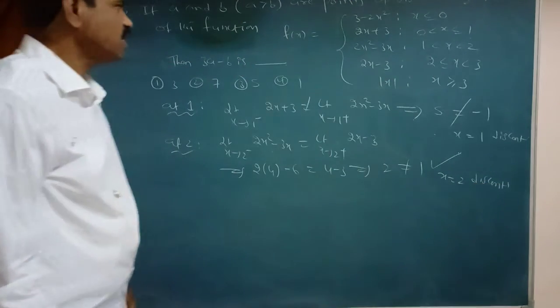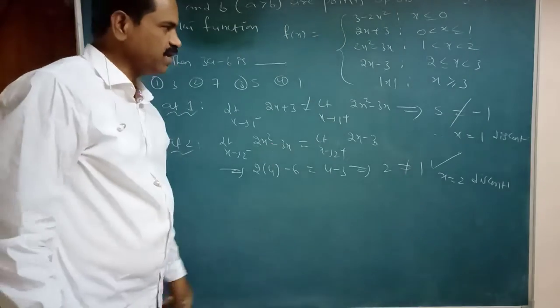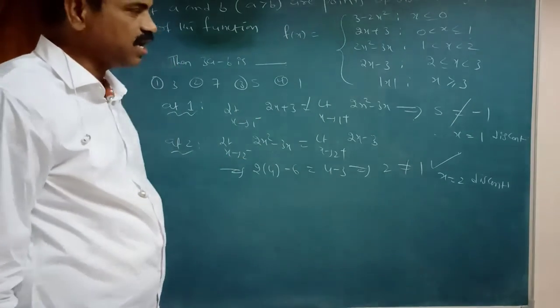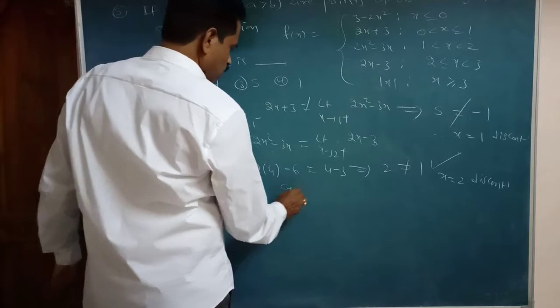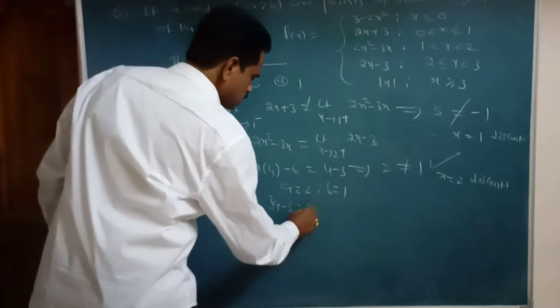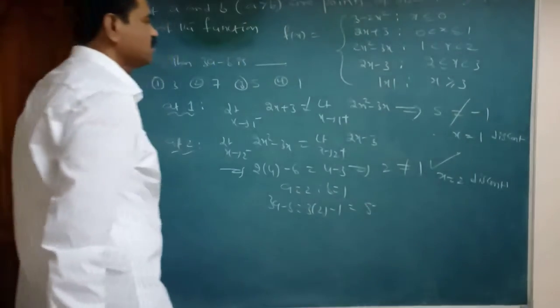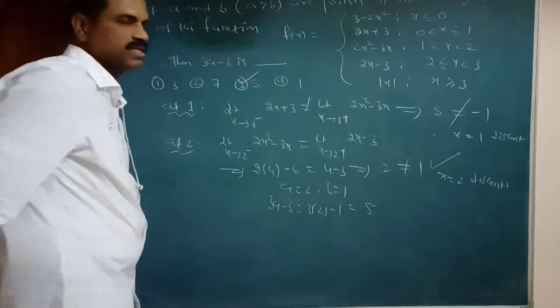So what is given here? A value is greater. Both values here, 1 and 2, are there. Which is the greater here? 2 is greater. Therefore A equal 2 and B equal 1. Then we have to find 3A minus B, which is 3 into 2 minus 1, 6 minus 1. How much is it? 5. So which is correct here? Third option is correct.